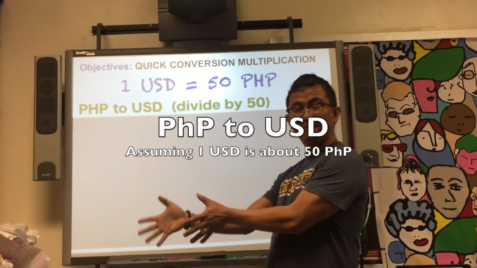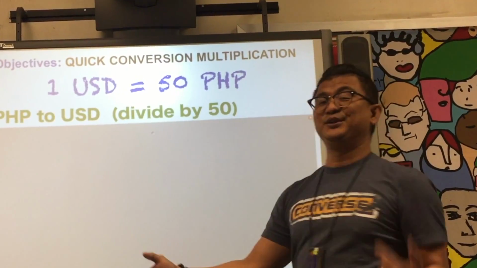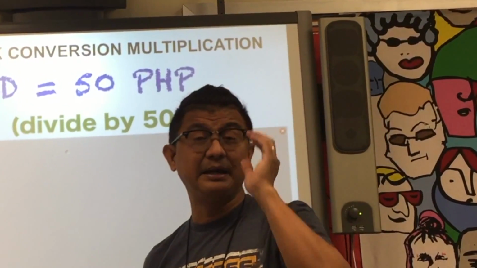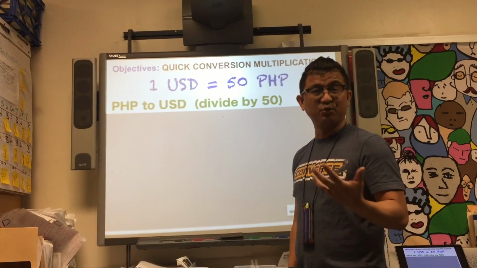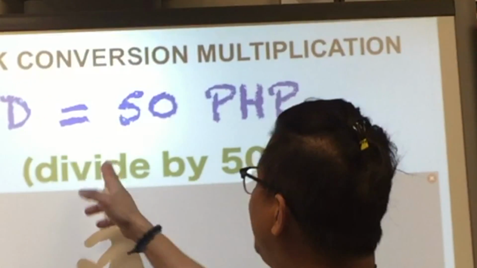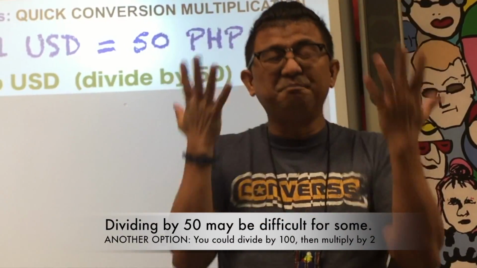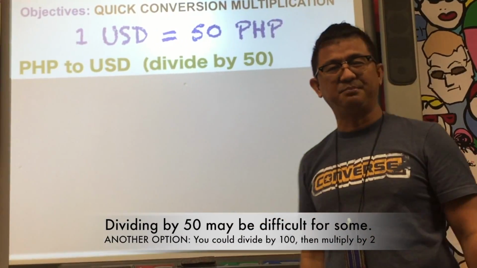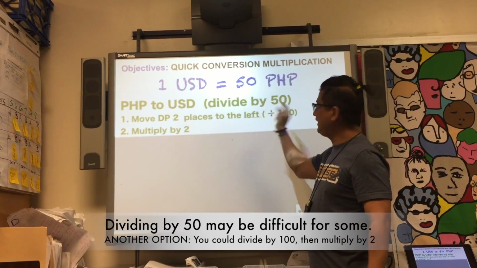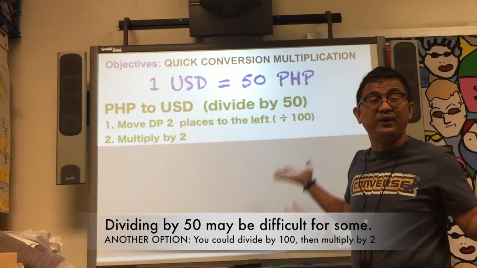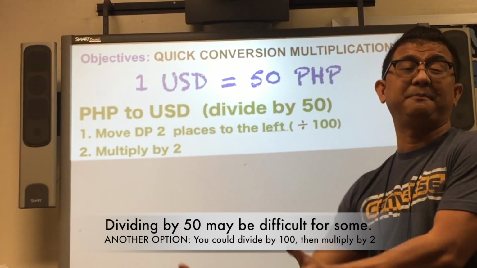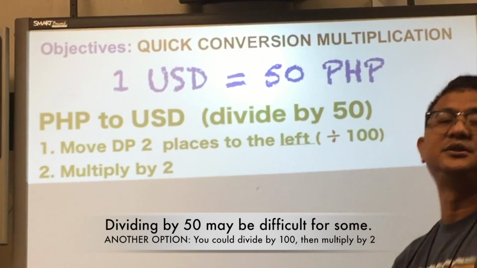Suppose you're in the Philippines. You want to see how much this thing is compared to the US. Minsan kino-compare natin para malaman natin which one is mas mura o mas mahal. Actually, you're dividing it by 50. But dividing by 50 is difficult for some people. Now, check this out. Dividing by 50 is just like dividing by 100, but sumobra naman pag 100. After doing that, then double it.